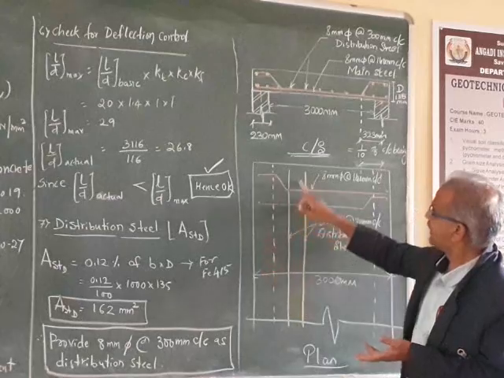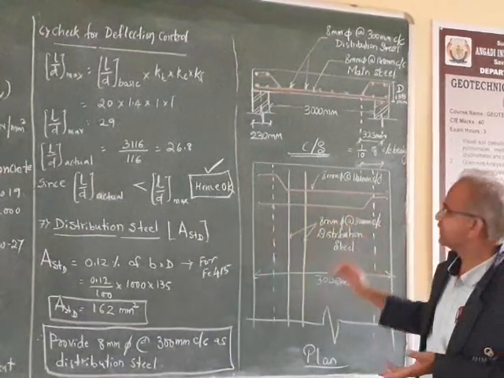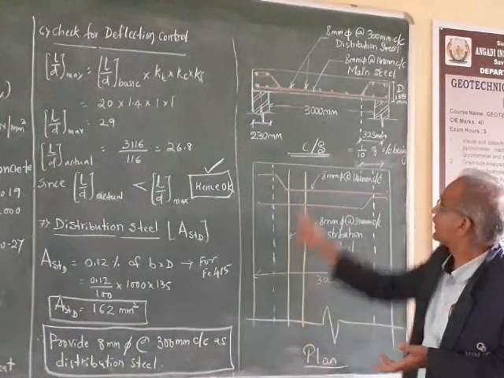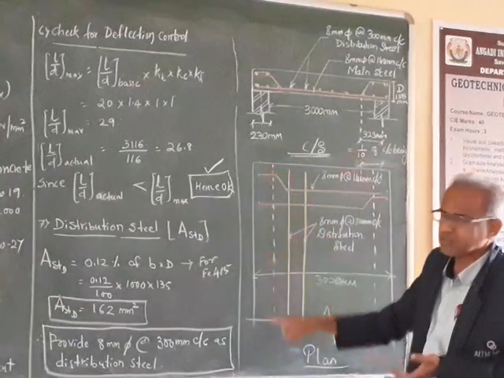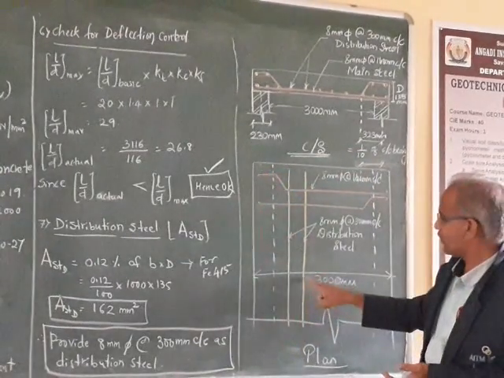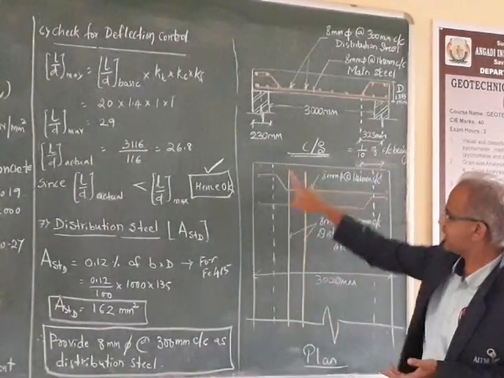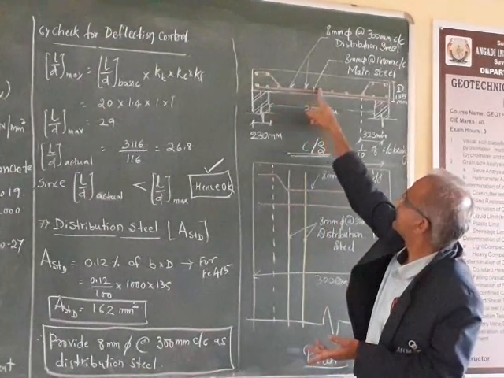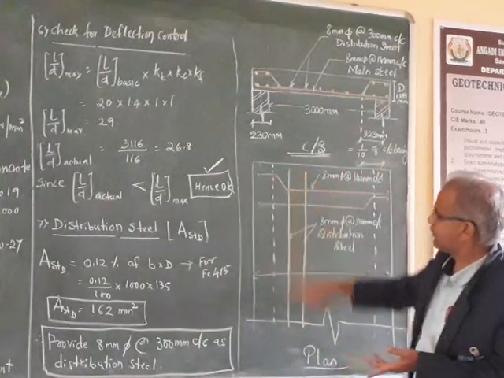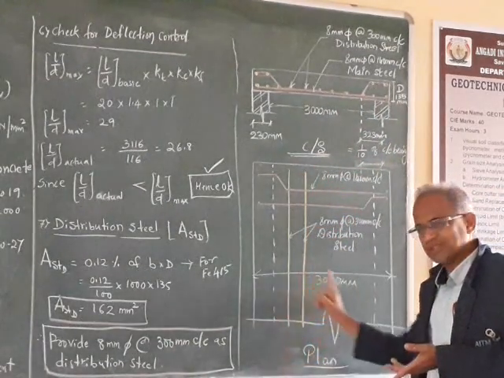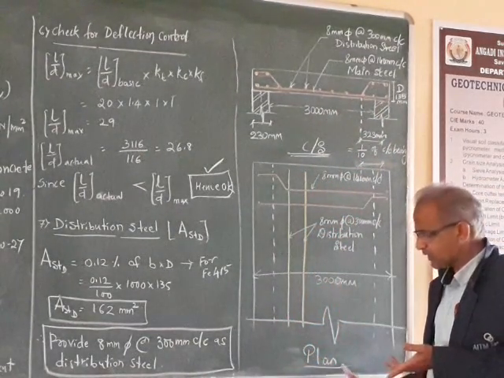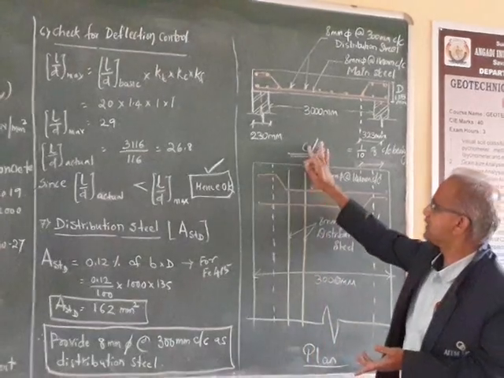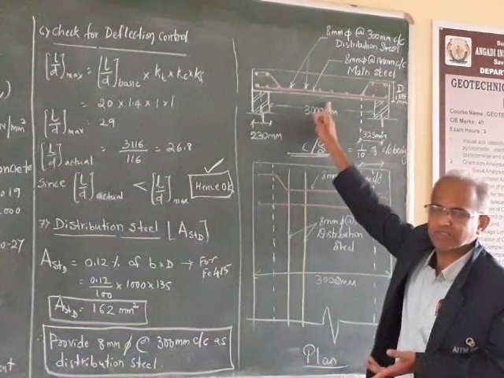So this is the plan, and perpendicular to this direction, this is LX and this is L1. Over these main bars, these are the distribution bars. Whatever you are seeing, these dotted lines are the distribution bars. So this is the plan at the bottom, and this is the cross section of the slab.